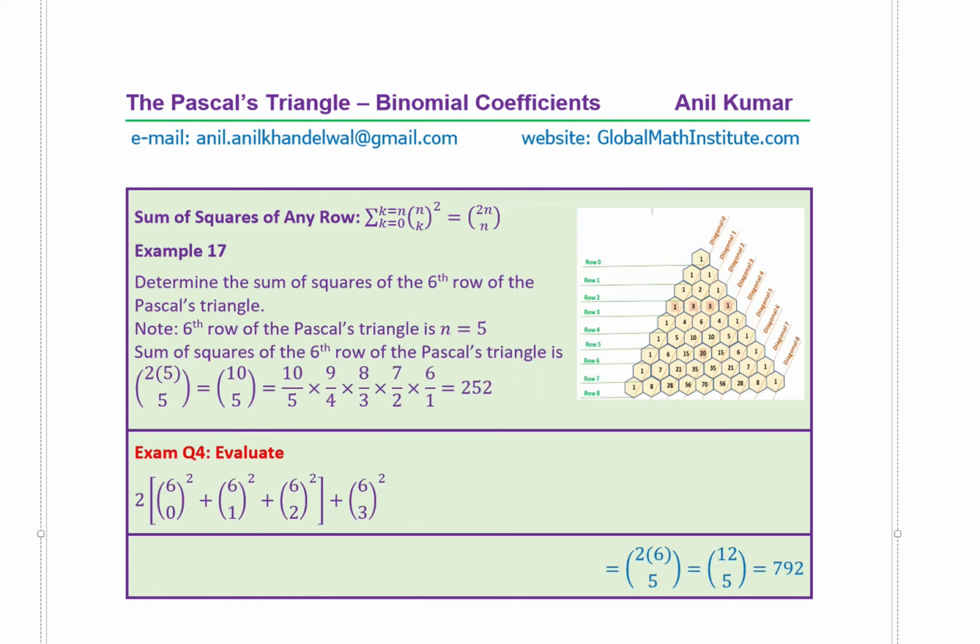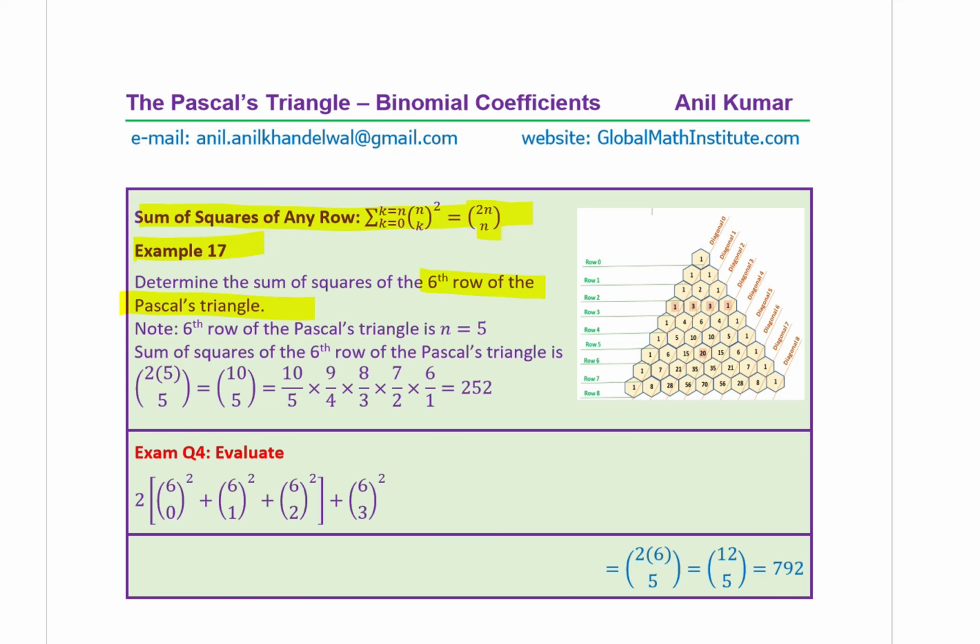Example 17. In example 17, we are again exploring the sum of squares of any row using the same formula. If you are summing the squares of the elements, in that case 2n choose n is your value. So example 17 is: determine the sum of squares of the sixth row of Pascal's triangle. Not the sum of numbers, but the sum of squares of those elements, right? That is the question for you. You can pause the video, answer this question, and then look into my suggestions.